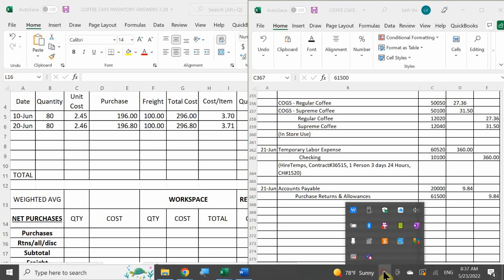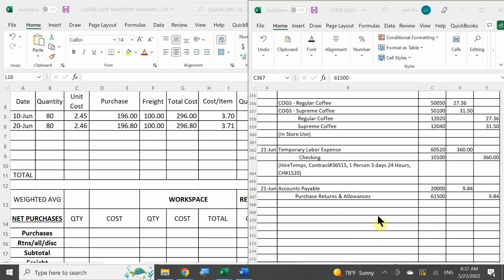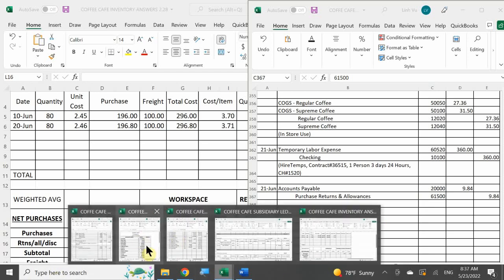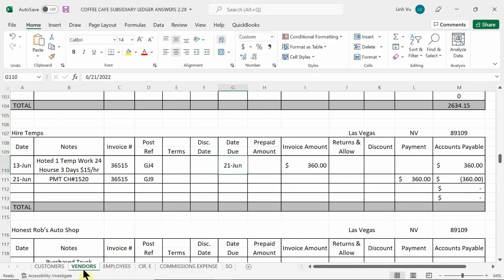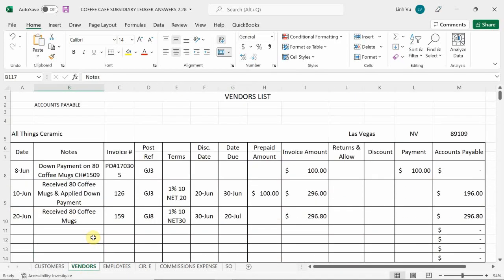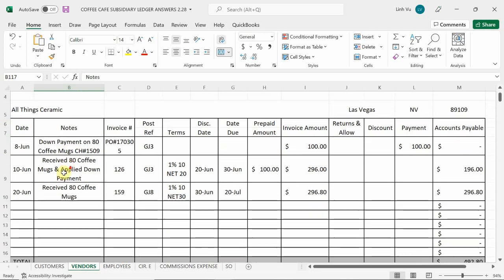Ledger. Which one, sub or general? Subsidiary ledger, good. So let's go ahead and take a look. In the subsidiary ledger, we're going to go to all things ceramics. Here you go. We received it on June 20th for the 80 coffee mugs. So this one, invoice number 159, is the one that we're going to be getting a credit for from all things ceramics.